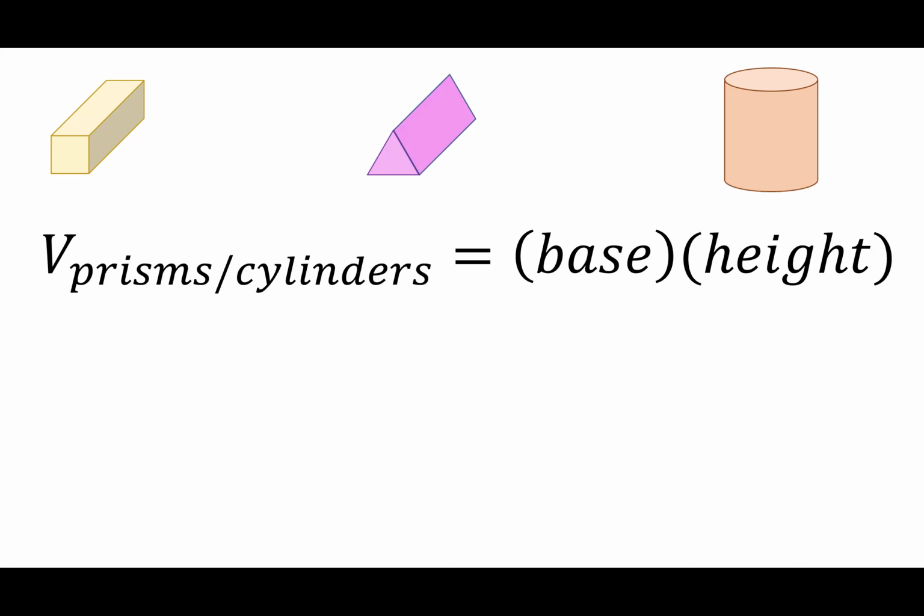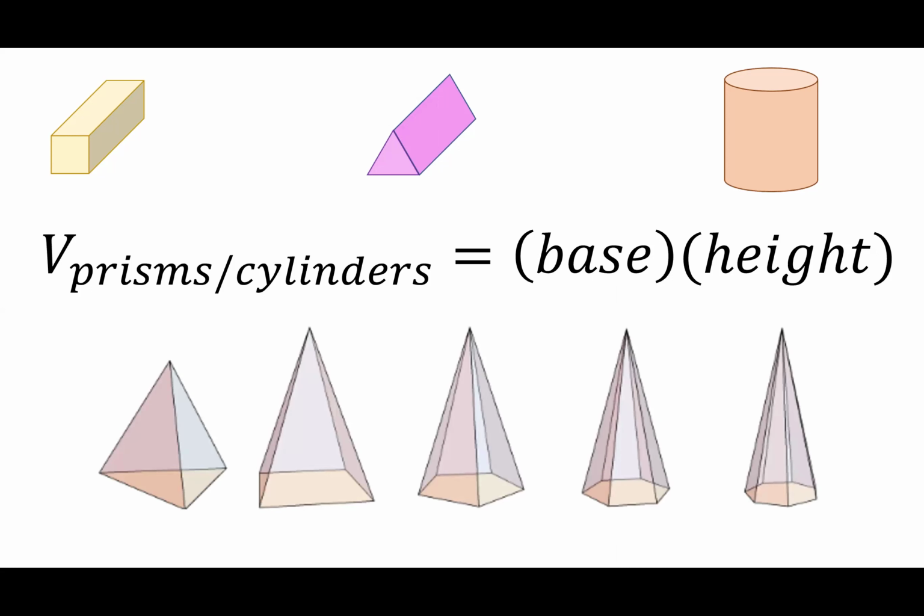Now, based on these figures, I'm going to be able to find the volume of a pyramid or cone, okay? So based on the volume of a prism or a cylinder, I'm going to be able to find the volume of a pyramid or cone. Since I know the volume is the space on the inside, I'm going to do a little experiment.